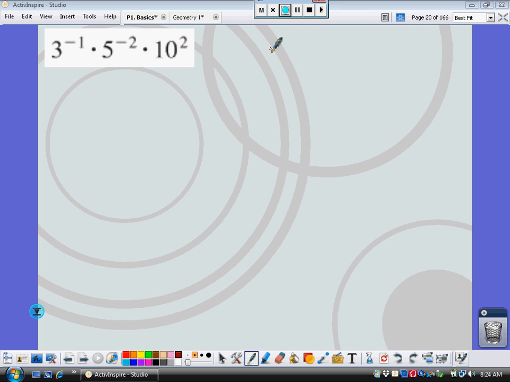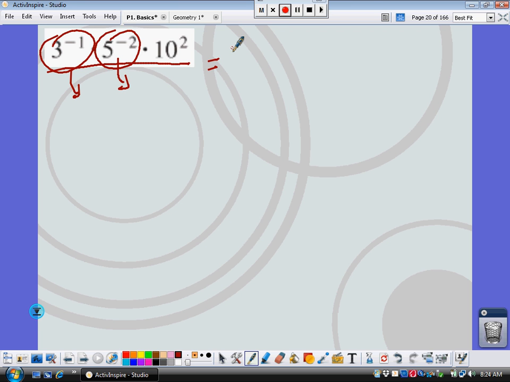Okay, let's work the problem. 3 to the negative 1 times 5 to the negative 2 times 10 to the positive 2. Again, we have all multiplication. We can do a solid fraction bar. What I cautioned you on is if these things are being added or subtracted, no. Do separate fraction bars. The stuff that's being raised to negatives, bring that to the bottom.